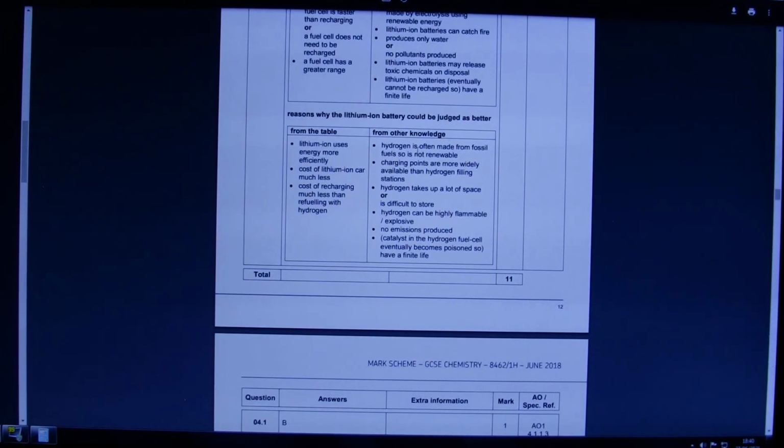Yep. Hydrogen is often made from fossil fuels, so is not renewable. Charging points are more widely available than hydrogen filling stations, at least in some countries. Hydrogen takes up a lot of space or is difficult to store. I did mention that one because it kind of escapes. And it's highly flammable, yes. No emissions produced.